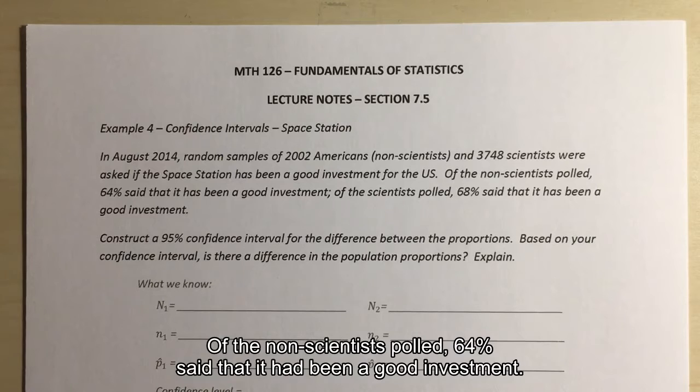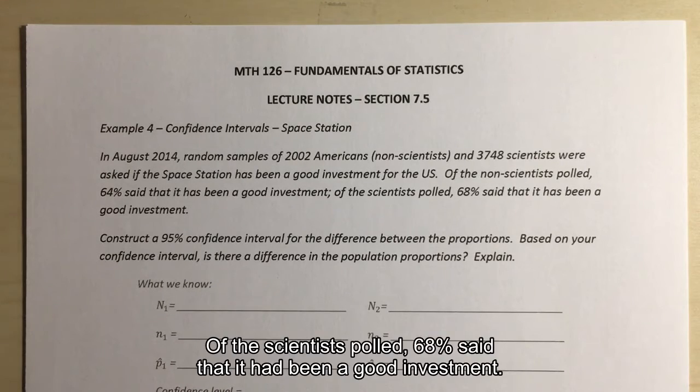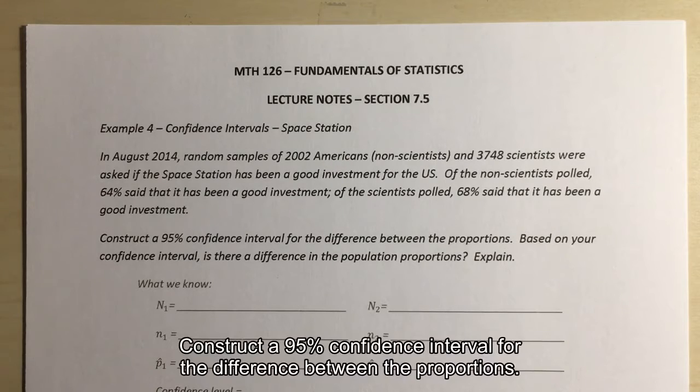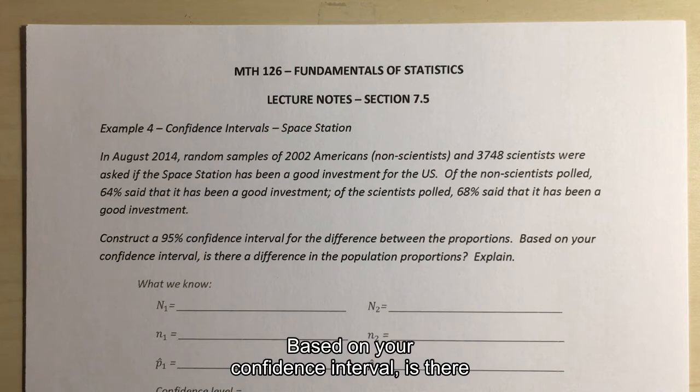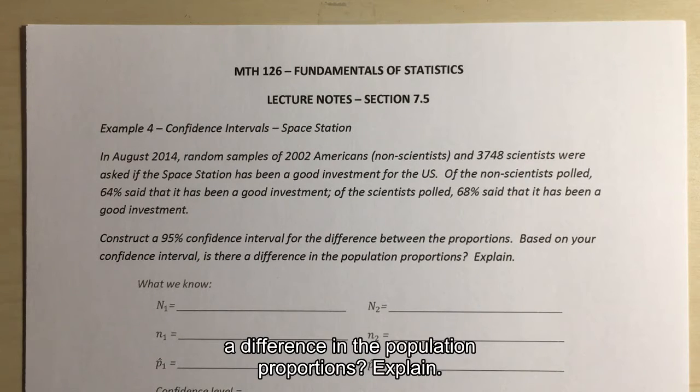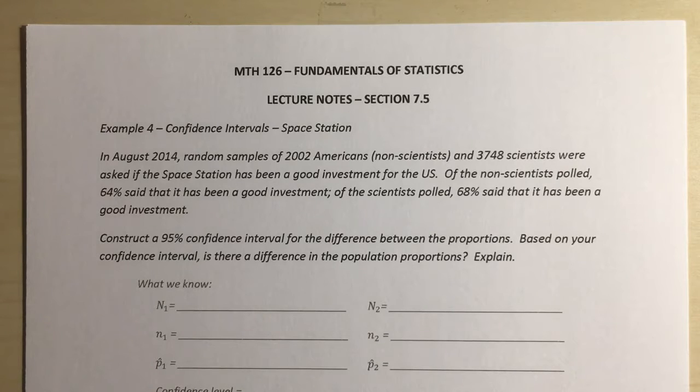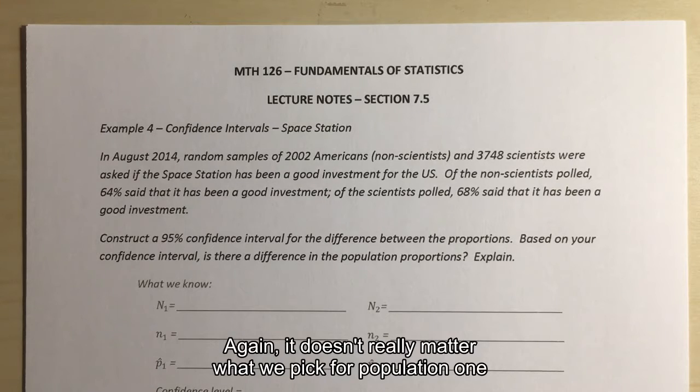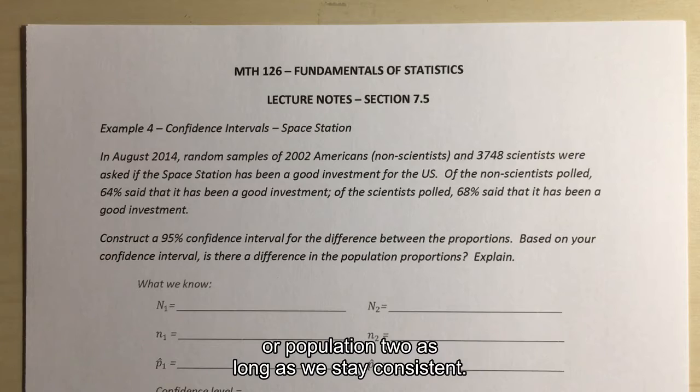Of the non-scientists polled, 64% said that it had been a good investment. Of the scientists polled, 68% said that it had been a good investment. Construct a 95% confidence interval for the difference between the proportions. Based on your confidence interval, is there a difference in the population proportions? Explain.